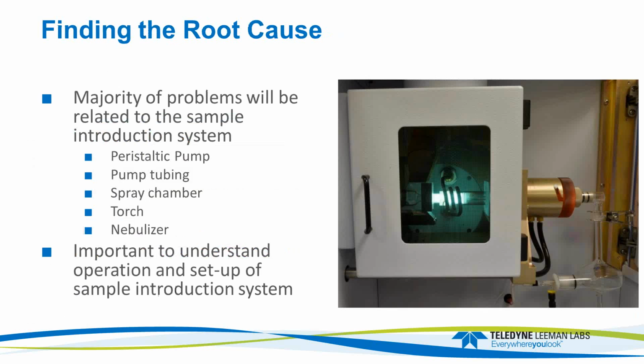All right. So, finding the root cause. Most of the problems you run into are going to be in that sample introduction system. So we'll look at some things: peristaltic pump, tubing, the spray chamber, torch, nebulizer. And it's really important to understand how the system sets up. What's right, what's wrong, how far in does the neb go, things like that. And it really helps, if you've gotten some training, to really understand how that sample introduction system operates. Okay. So we'll move on now.